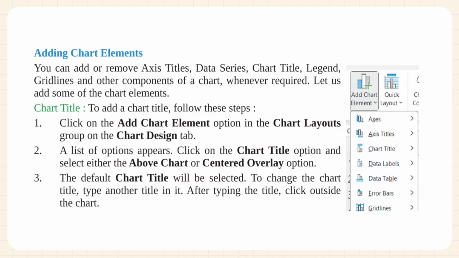2. A list of options appears. Click on the Chart Title option and select either the Above Chart or Centered Overlay option. 3. The default chart title will be selected. To change the chart title, type another title in it. After typing the title, click outside the chart.